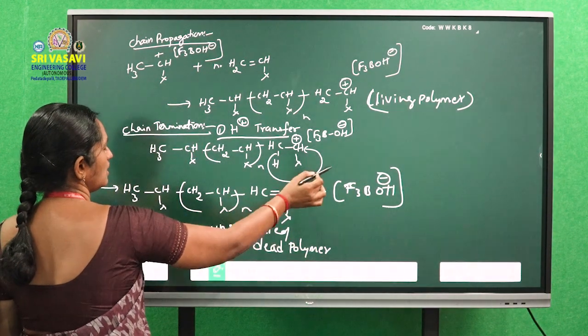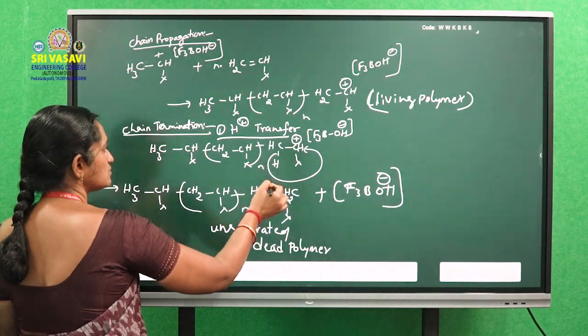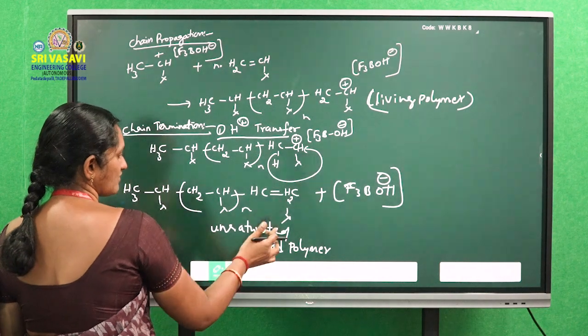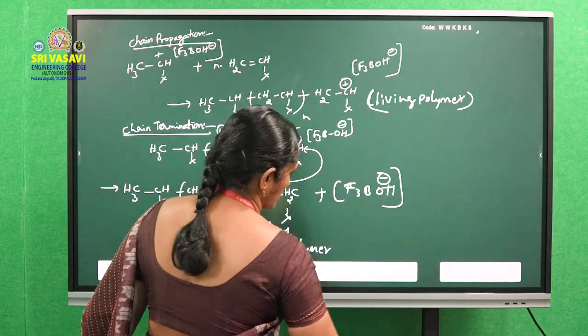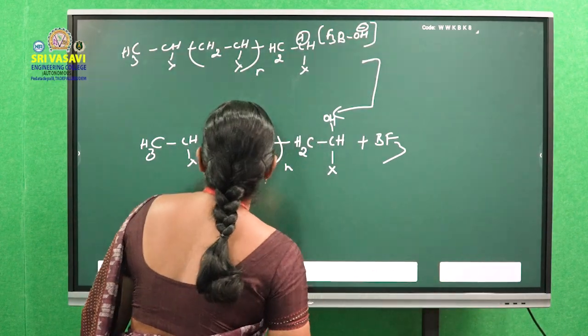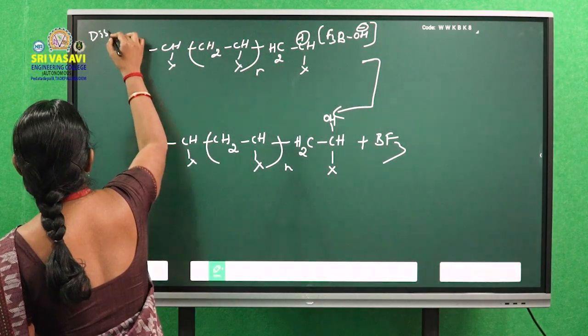Now we are focusing on this. We have taken the living polymer. In this living polymer, the proton is transferred to the next carbon or rearranged, and it is giving an unsaturated dead polymer. That is the first step, the proton transfer method. The second one is disproportionation.